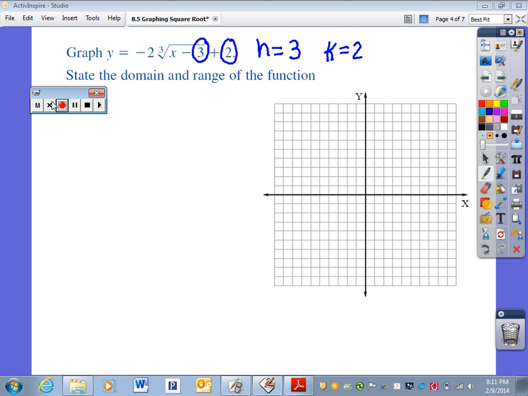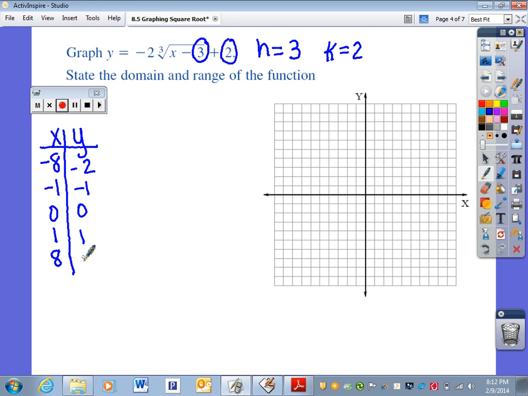So if we start with our basic table of our parent function, again for our cubic, -8, -1, 0, 1, and 8. And again, the reason we're picking those values is because they're easy to take the cube root of. So when we take the cube root of each of those, we have -2, -1, 0, 1, and 2.